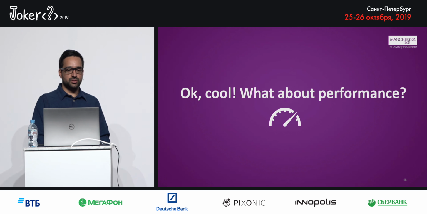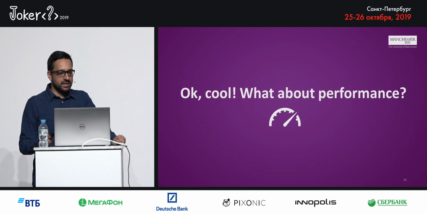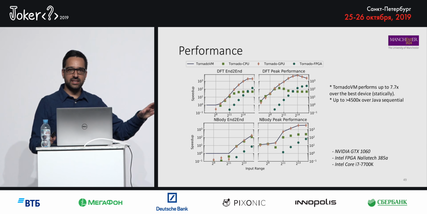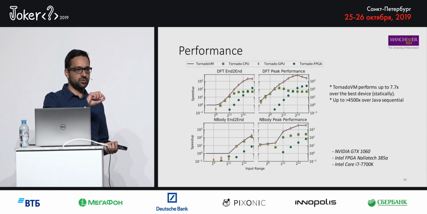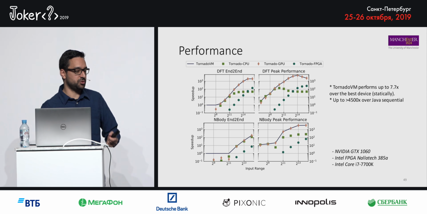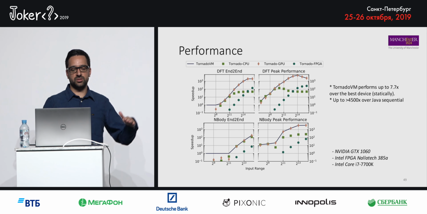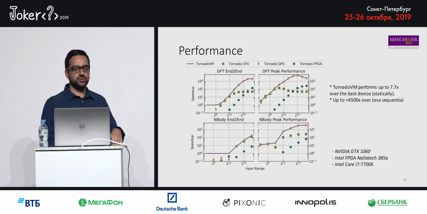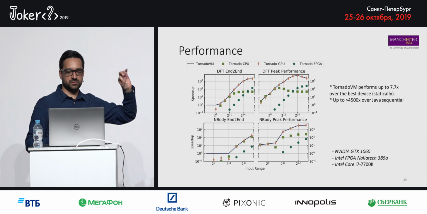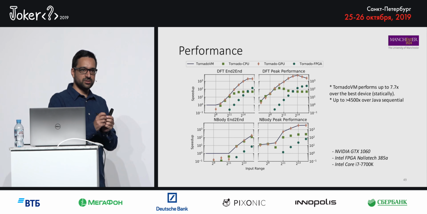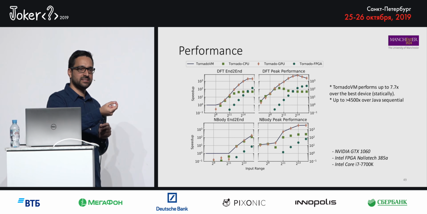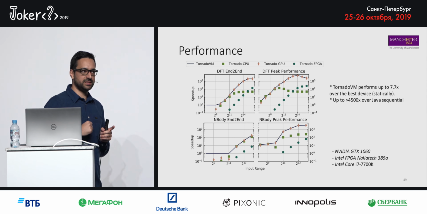Okay, so let me show you something about performance. I'm going to show you the dynamic reconfiguration in action. Just to recall, dynamic reconfiguration is the ability of Tornado to dynamically switch device when it makes sense to switch. I show you here 2 applications, DFT on the top, N-body on the bottom, and different configurations. Dots, or circles, is where I choose Tornado statically to run on that device. The X-axis shows input size. The Y-axis shows speed up against HotSpot. So the higher, the better.